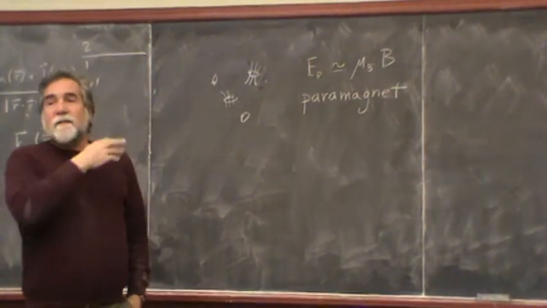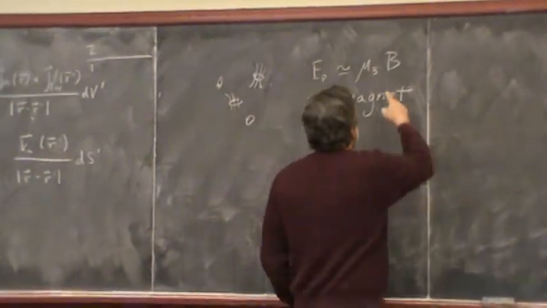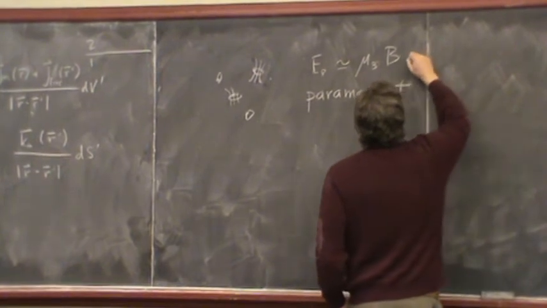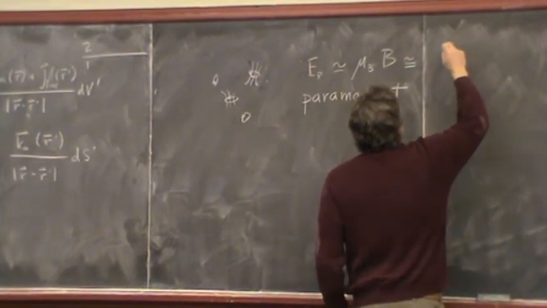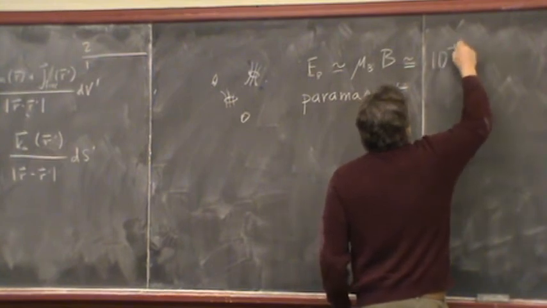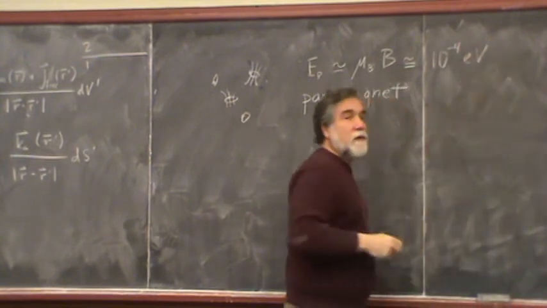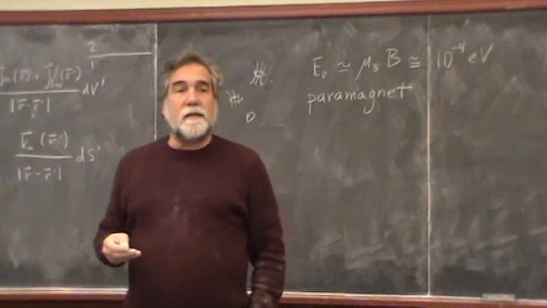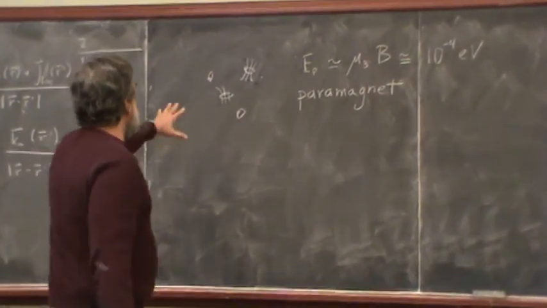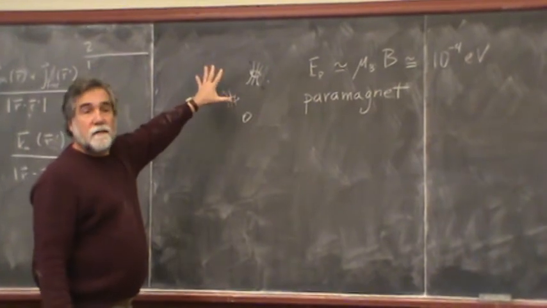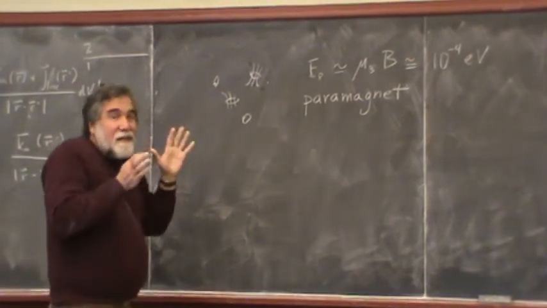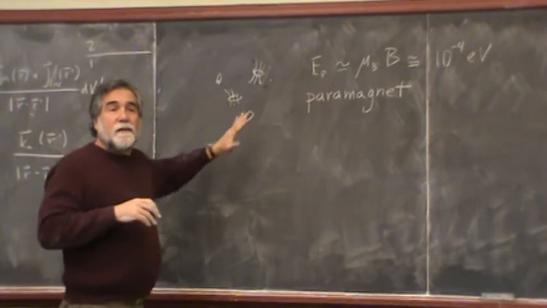And the strength of that interaction, as I said, this energy is about 10 to the minus 4 electron volts. Much lower than room temperature. So on the average, these atoms remain unaligned in the field. Right? There is a slight average alignment that you get, but it's going to be really weak.